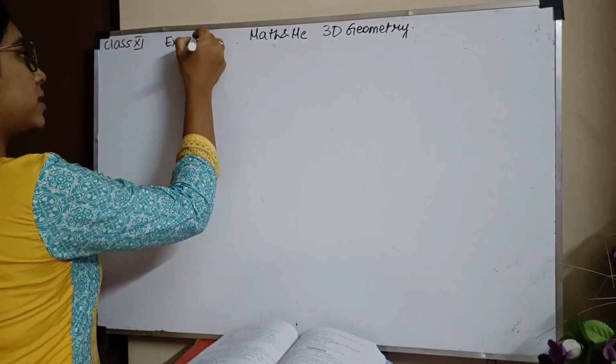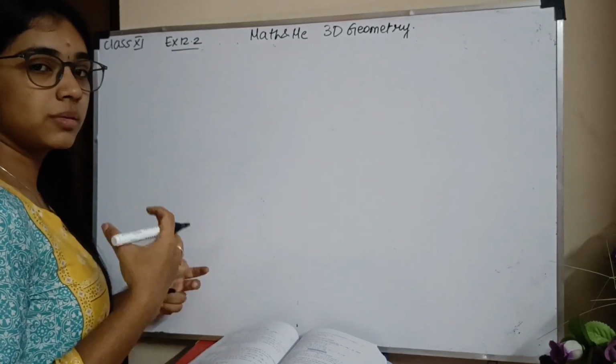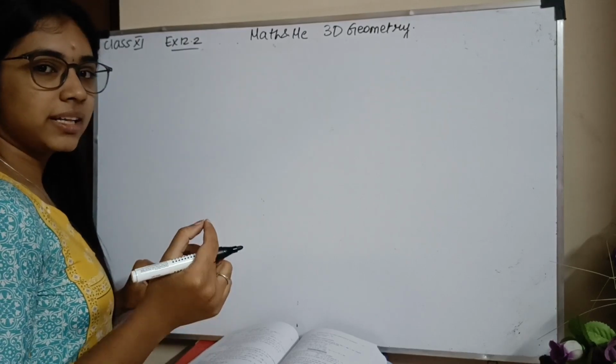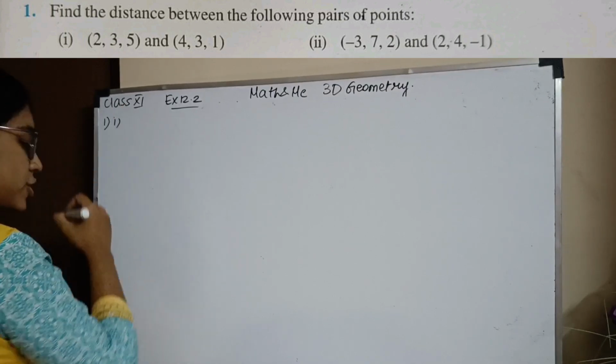Exercise 12.2. This exercise is purely based on the distance formula. So keep writing the distance formula again and again. If you keep practicing, you will not make mistakes with the sign. Okay. So question number 1. First subsection.